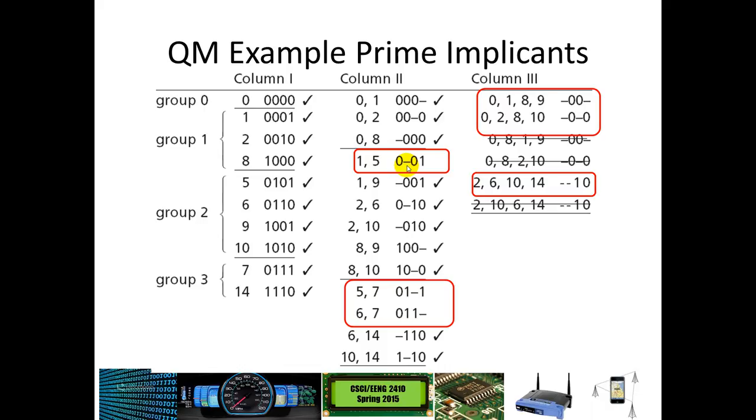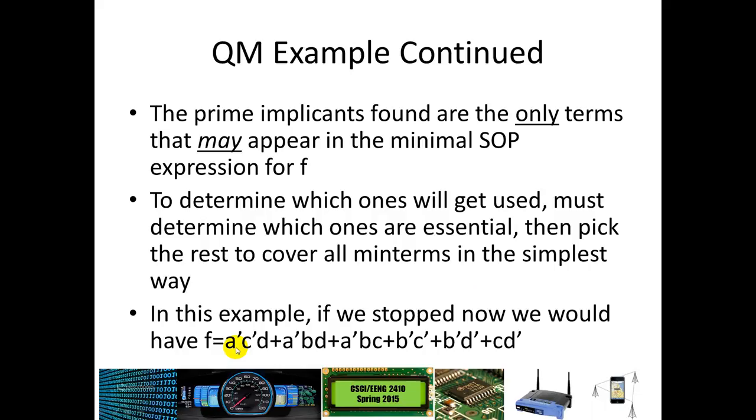So the 1-5 term here would be A prime because you have a 0, B would not show up, C prime, D. So it would be A prime, C prime, D. Likewise, 5-7 would be A prime, B, D. Okay, so if we were just to take all those, we would end up with this expression here. But I think we can do a little bit better.